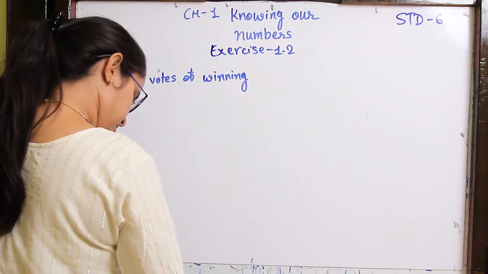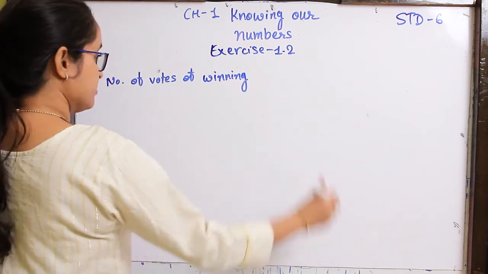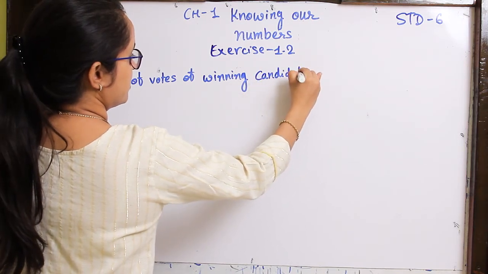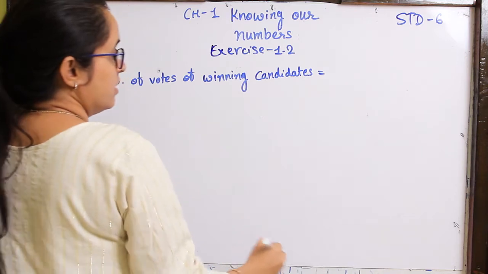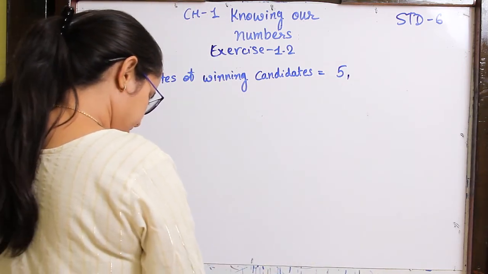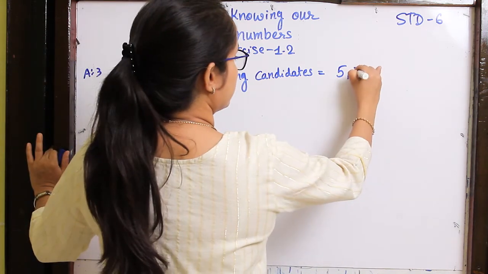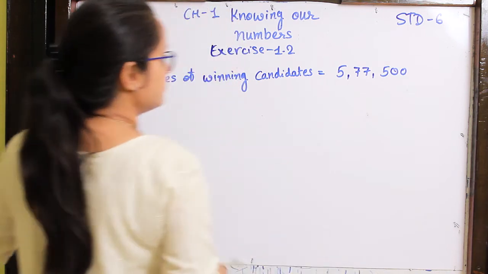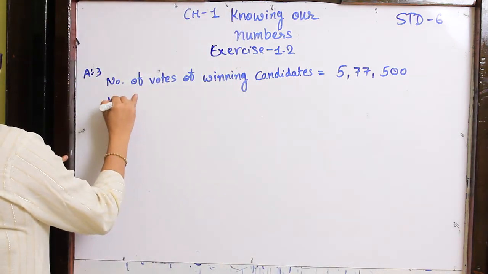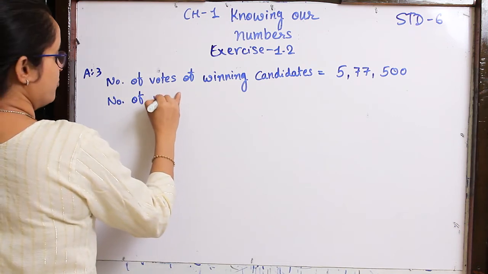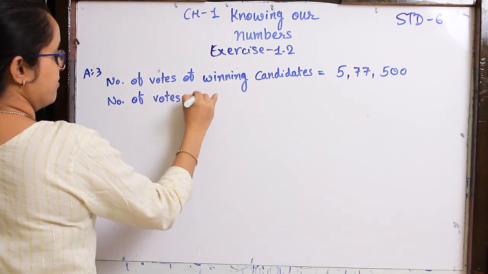You don't need to do the total number of votes. Suppose I am one candidate and I have scored the maximum votes, and the other one, if it is you, has scored less than me. But how much less you have scored than me, that you have to find. So if you want to find how much more and how much less, you have to subtract both numbers, then you will get the answer. So here also you have to do subtraction.